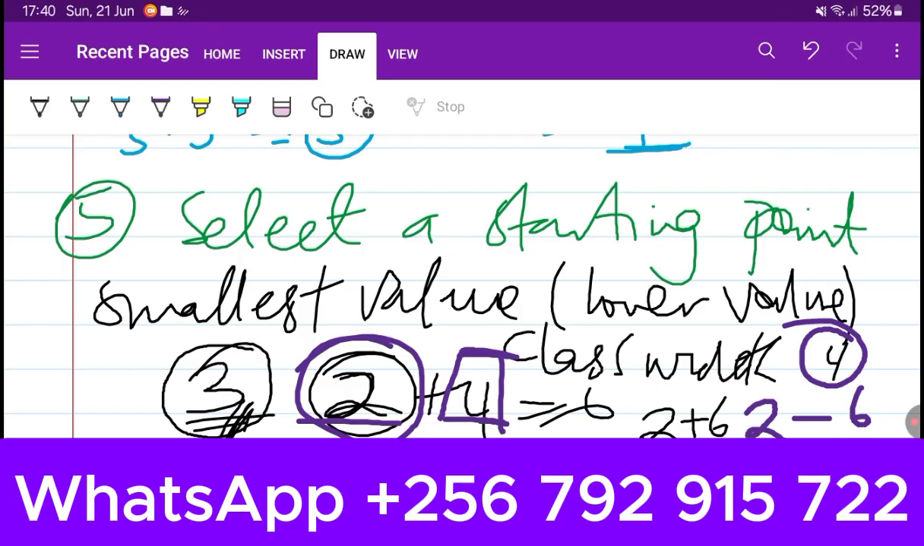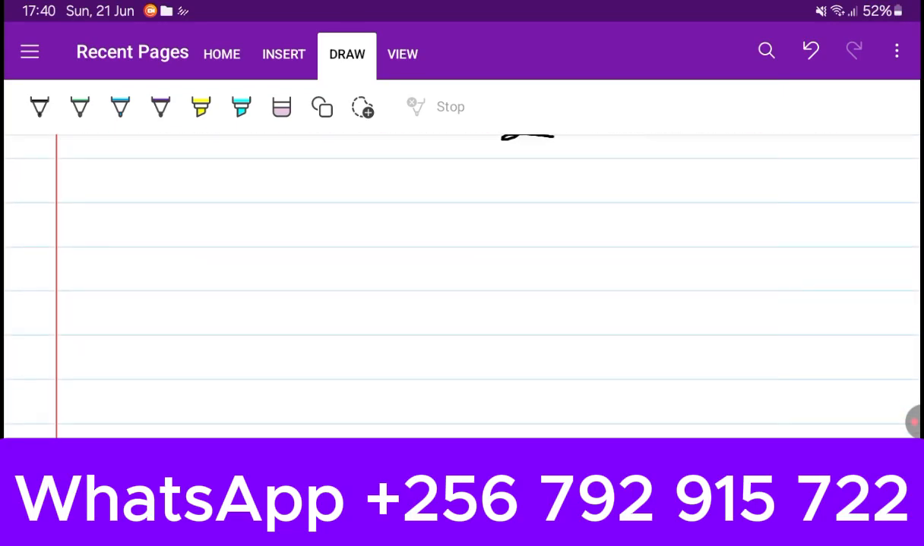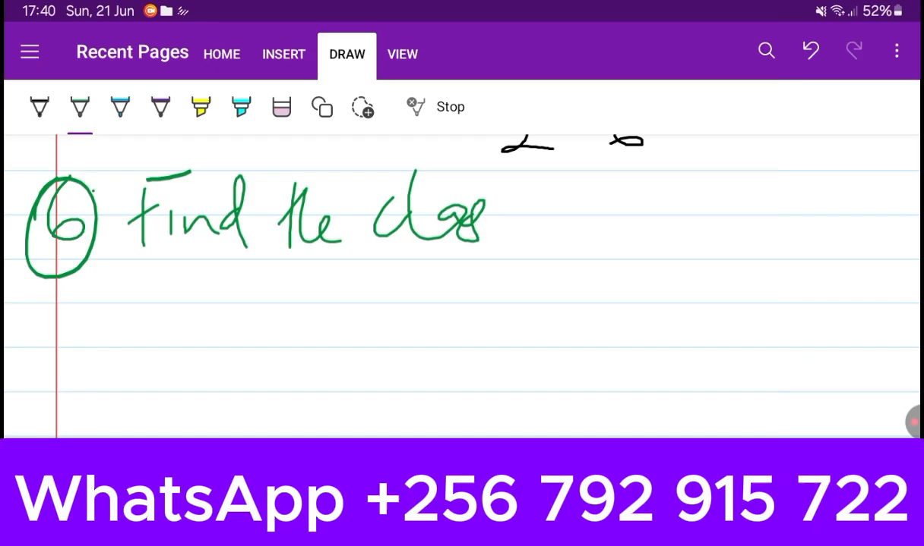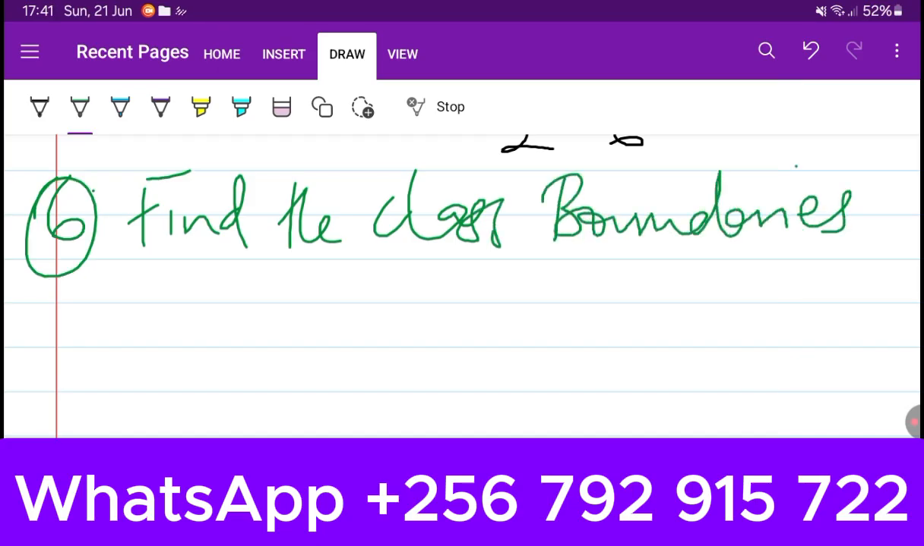Then step number 6. Step number 6 is for us to find the class boundaries. Of course, we know how to find those class boundaries. We said we subtract 0.5 from our lower class limit, and then we add 0.5 to our upper class limit, or you use the formula.